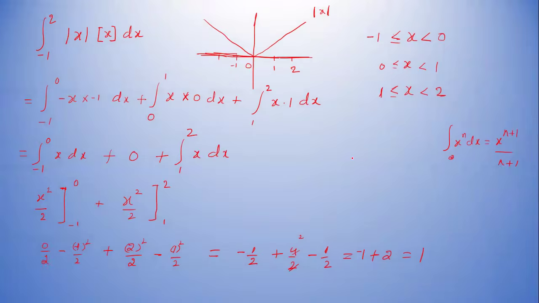The concept: integral from -1 to 2 of mod x times the greatest integer function of x dx. Now split the limits like this: -1 to 0, 0 to 1, 1 to 2. The value remains the same for this. That means this is one of the results.